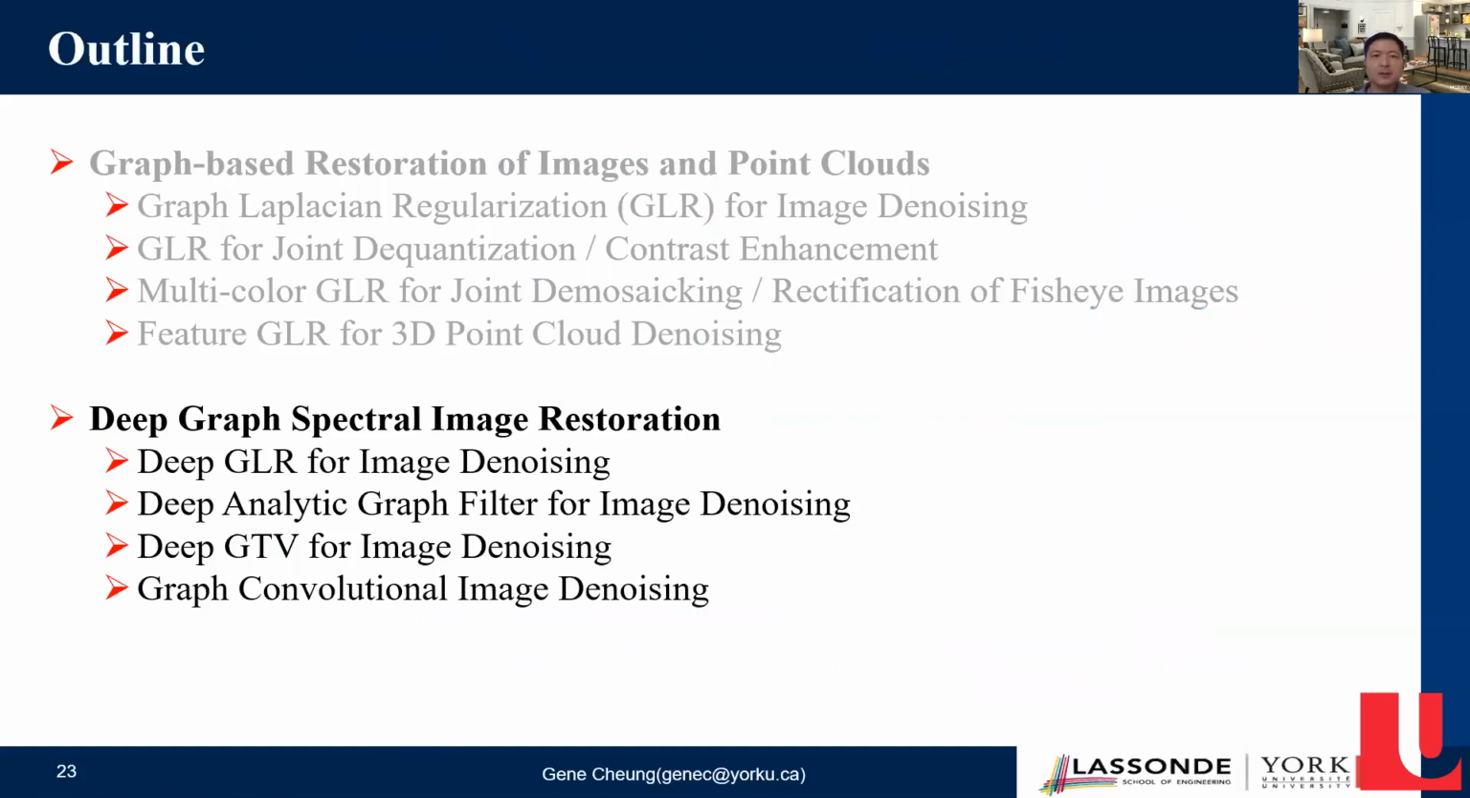So let's switch gears a little bit and talk about deep graph spectral image restoration. So this is essentially about how we can combine GSP techniques with recent deep neural network architectures such as CNN or graph neural nets. We're focusing mostly on denoising, but I think it's not so much the application that's important, but the techniques that we're going to be talking about.